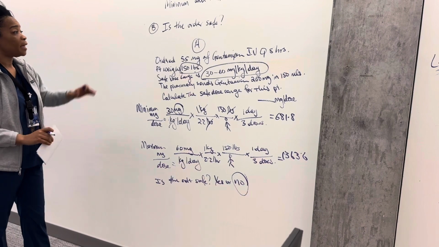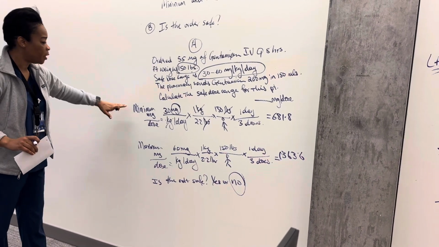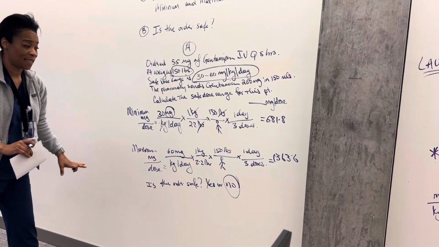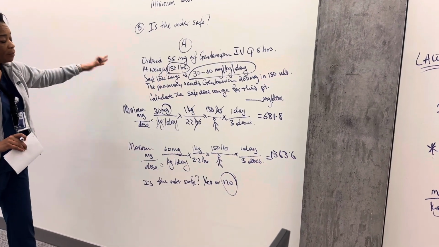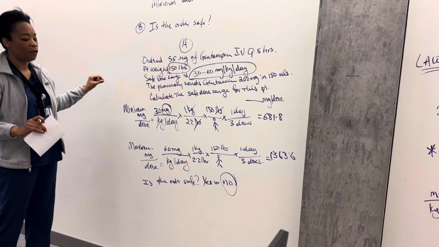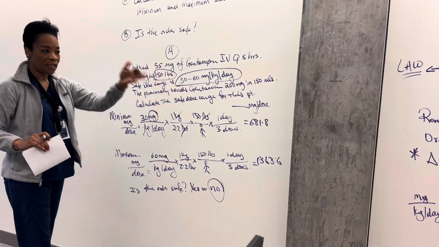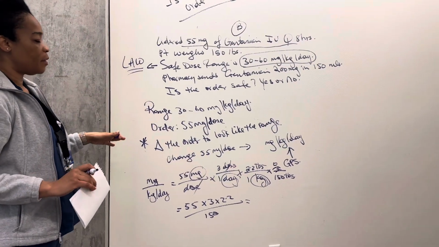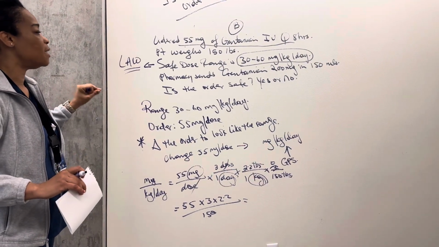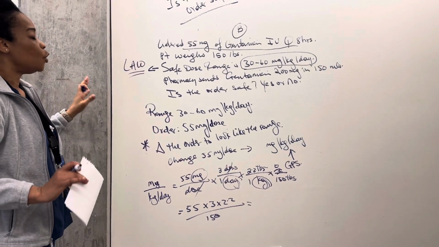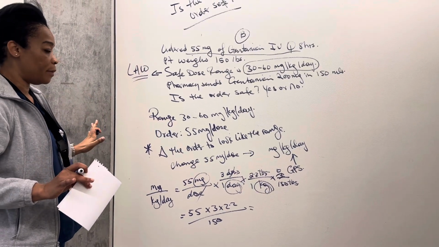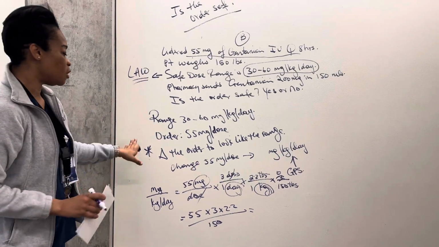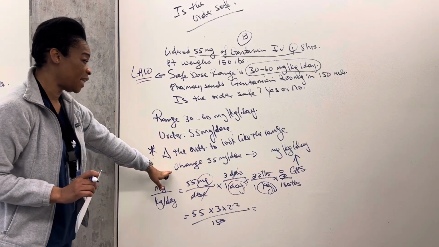All right, so because they wanted the minimum and the maximum, you had to work all of it. This is a time-consuming question. Yes, I know. But if they ask you for the minimum and the maximum, you have to do it. Now, this question, they do not ask you for the minimum or the maximum. All they want is, is the order safe? That is it. You do not have to work the minimum or the maximum. You do not. So we're going to change the order to look like the safe range.